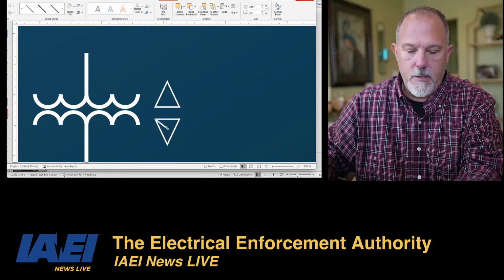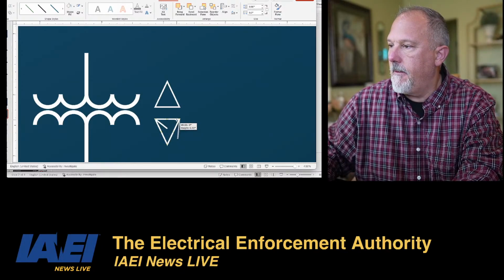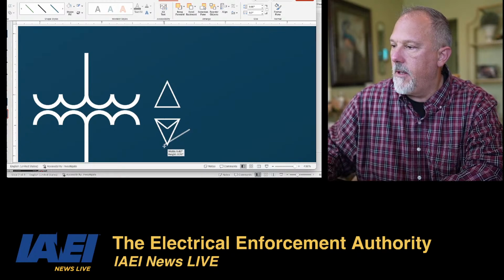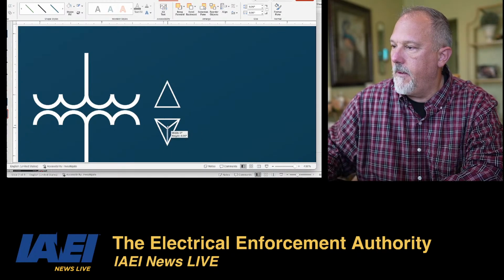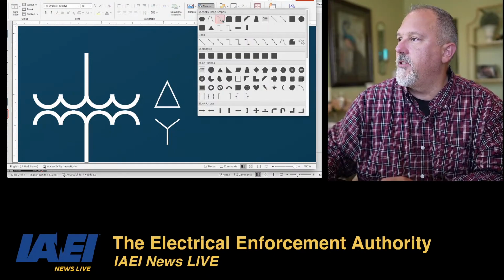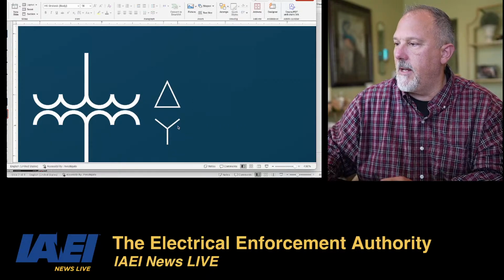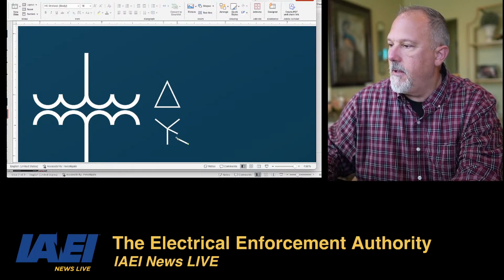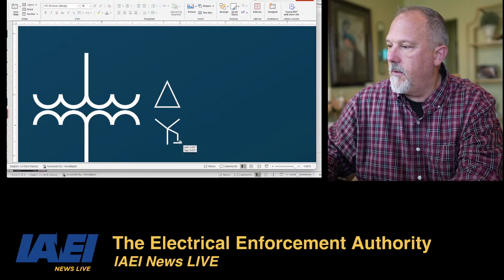White. Control C, Control V. Connect that to the corner. Control C, Control V. Connect that to that corner. And then we're going to delete. Boom. Delta Y ground. And I'm going to draw my little line here. Control C, Control V. We do that, and we do this. And we do a couple lines. That, and that.